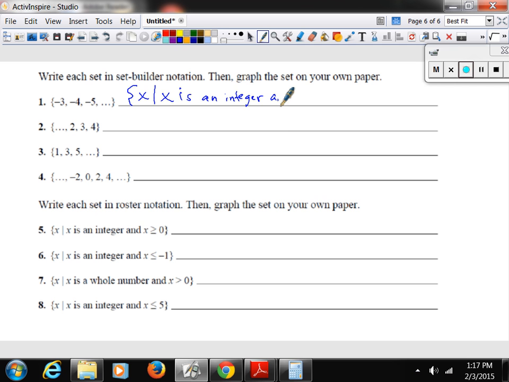and X, and we've got to look at our little set now. What is the set looking like? Less than. So less than negative. So negative 4 is less than negative 3? Negative 5 is less than negative 4? Yeah. Do they look less than?